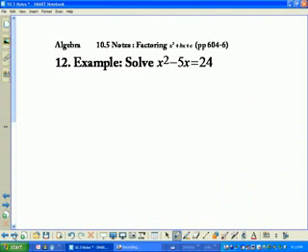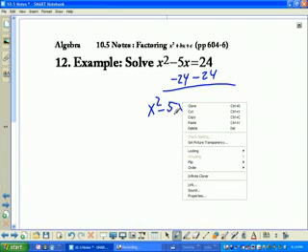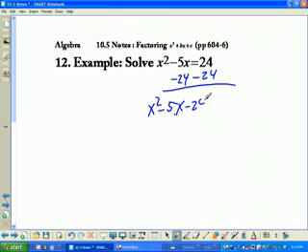Now, how do I solve by factoring? We're going to combine what we learned today with what we learned yesterday. And yes, I could solve this by quadratic formula. There's nothing wrong with doing that. So what I'm going to do first off is make one side equal to 0, put this quadratic equation in standard form. So I'll get x squared minus 5x minus 24 equals 0.